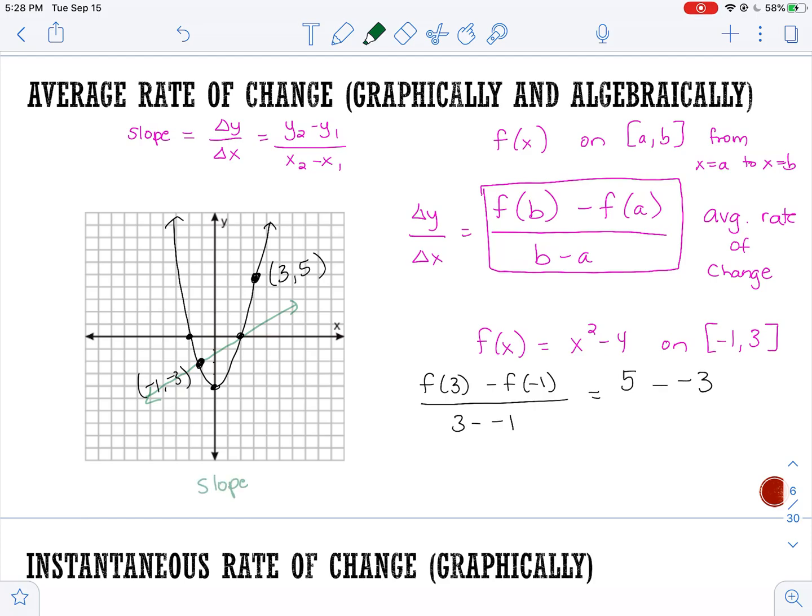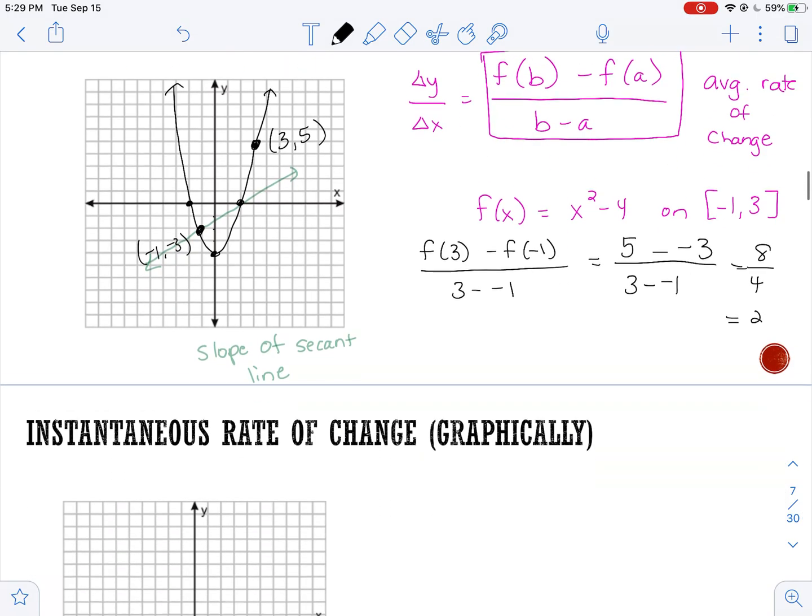So that would be like the slope of the secant line. So remember we talked about this, the slope of a secant line goes through the graph twice, just like it would on a circle. So the slope of the secant line is going to be your average rate of change. And so this is going to be 5 minus negative 3 over 3 minus negative 1, which would be 8 over 4. And so the slope of that line should be 2, up 2 over 1, if I did all of that right. So that's average rate of change, the f at b minus f at a over b minus a.